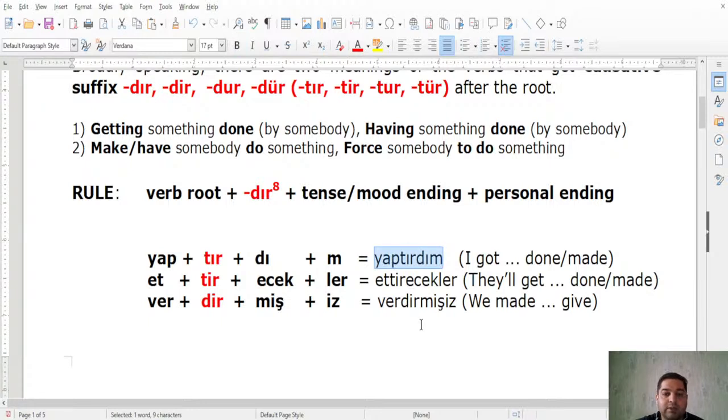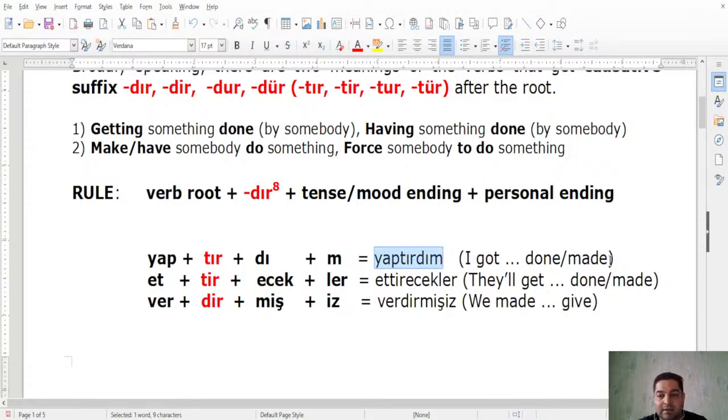Yaptırdım. Yaptırdım is composed of 4 different parts, which is yap, the root of the verb yapmak. Then you have this tır, chosen in terms of the preceding consonant as well as the vowel harmony. Then you have the tense, simple past tense ending dı, and then you have m, right? The first person singular ending. Yaptırdım, which means I got something done, okay?